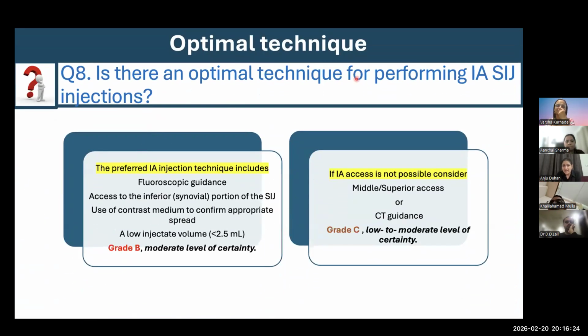The optimal technique for performing intra-articular injections includes fluoroscopic guidance, access to the inferior portion of the SIJ, use of contrast medium to confirm the appropriate spread, and a low injectate volume less than 2.5 ml. And if the inferior access is not possible, then middle or superior access can be considered, or CT guidance can be considered.